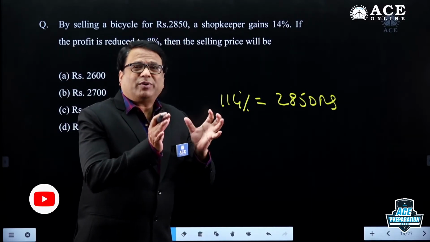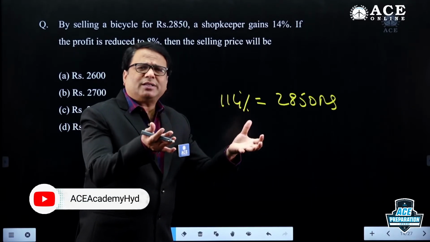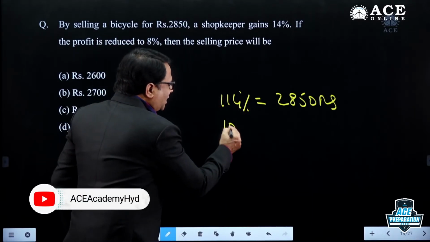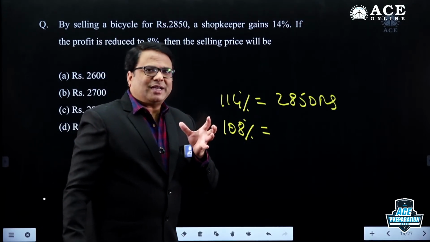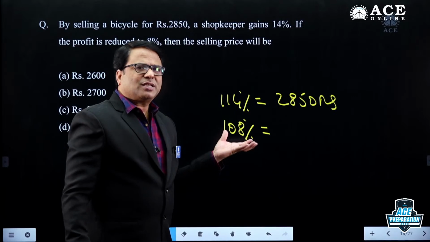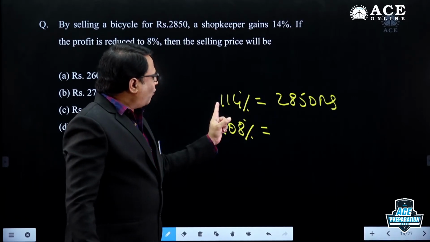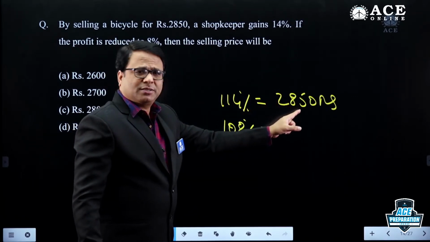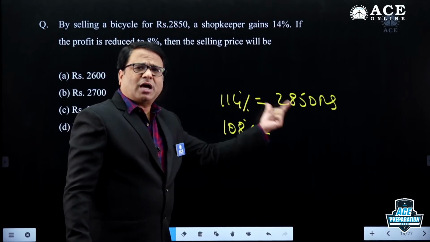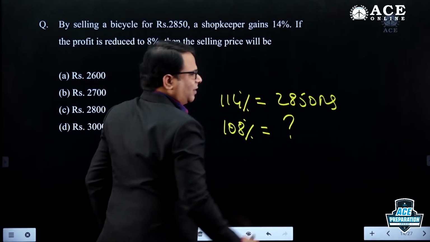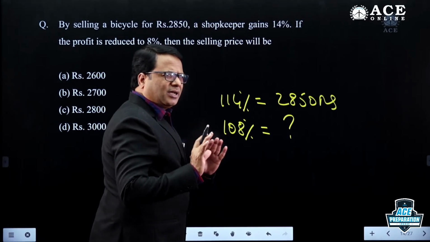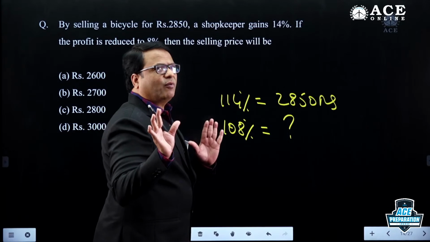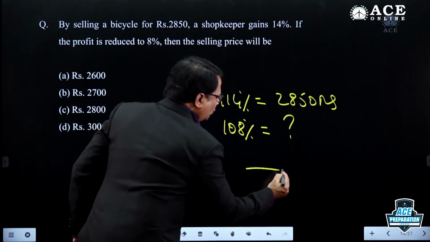Next time the profit is 8%. When profit is 8%, I can write the selling price as 108%. So if 114% is this much, 108% is how much? That will give you the answer. You need not find out the cost price for this. You can directly get how much the selling price is when profit is 8%. So I do it here.